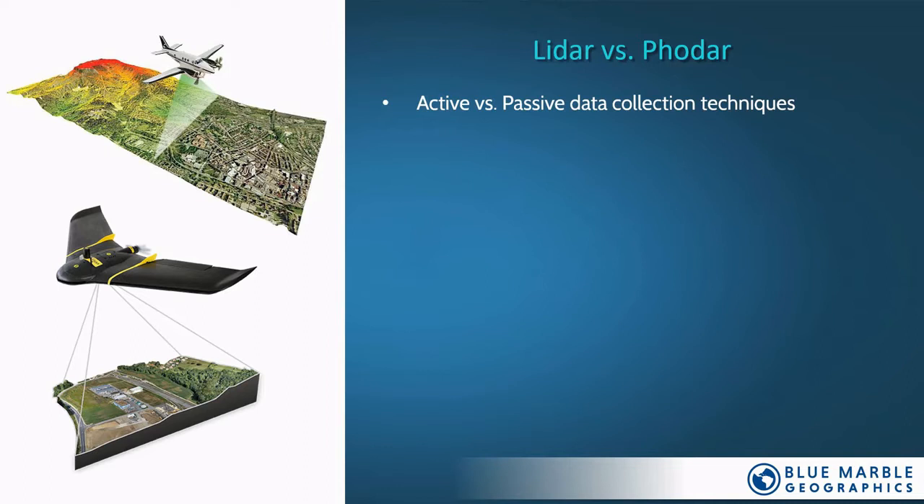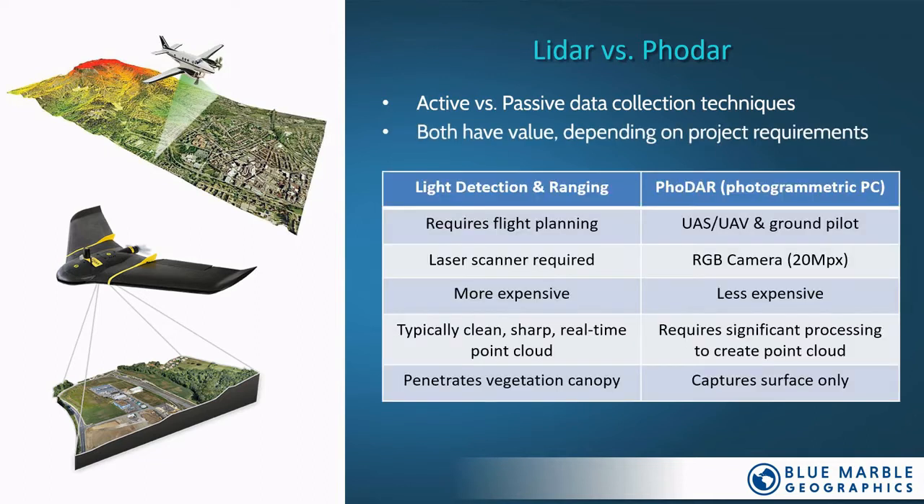Obviously, we're dealing with active and passive data collection techniques. The passive being we need to take the output files, those overlapping images, and process them in order to generate that data. So it is significantly different in that sense, both of value depending on your requirements.